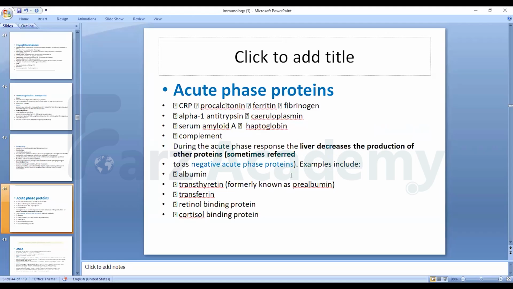Okay, so what are the acute phase proteins? This you have to remember: CRP, procalcitonin, ferritin, fibrinogen, alpha-1 antitrypsin, ceruloplasmin, serum amyloid A, haptoglobin, complement. During the acute phase response, the liver decreases the production of other proteins, referred to as negative acute phase proteins. The above levels will increase, and below, albumin, transthyretin, transferrin, retinol binding protein, and cortisol binding protein will have decreased levels during the acute reaction.